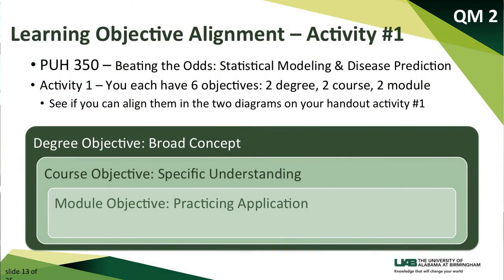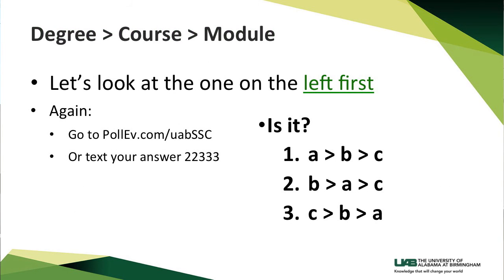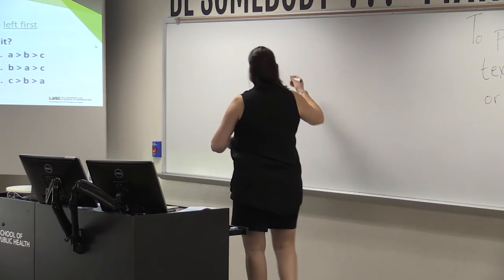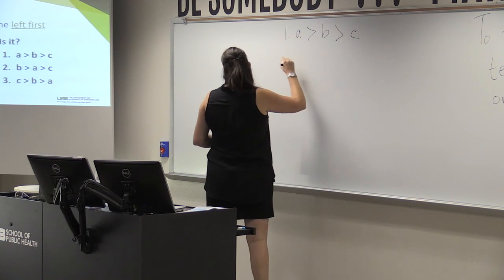And by the way, these are Undergraduate Public Health 350, a new class I taught last spring. Beating the Odds, Statistical Modeling and Disease Prediction. That's the name of the class. You have 6 objectives. 2 of them are degree related for the undergraduate public health degree. 2 of them are specific to my class, and 2 of them are module specific objectives. And we're going to start on the left first. All right, so we want to know for the one on the left, and this goes degree, course, module.